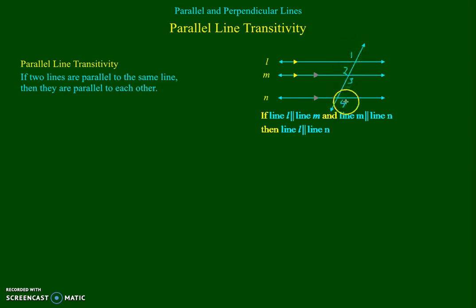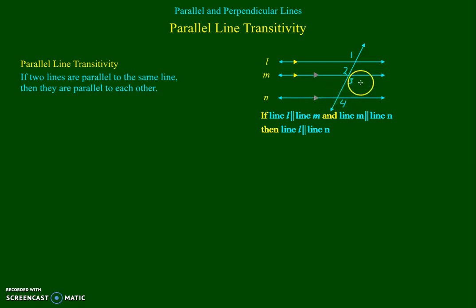And because these are alternate exterior angles, if two lines are cut by a transversal so that the alternate exterior angles are congruent, then the lines must be parallel. So we know that line L is parallel to line N.